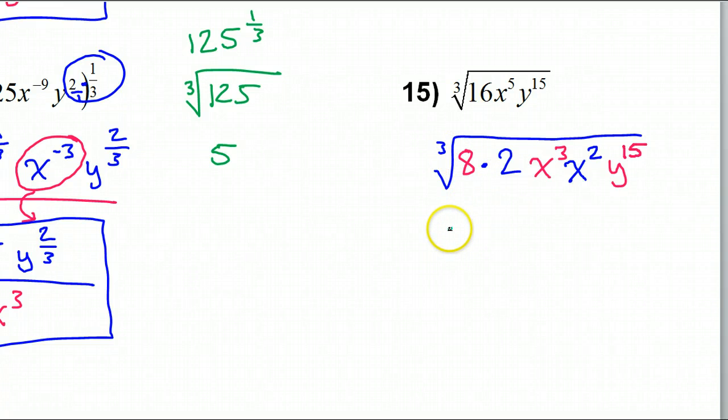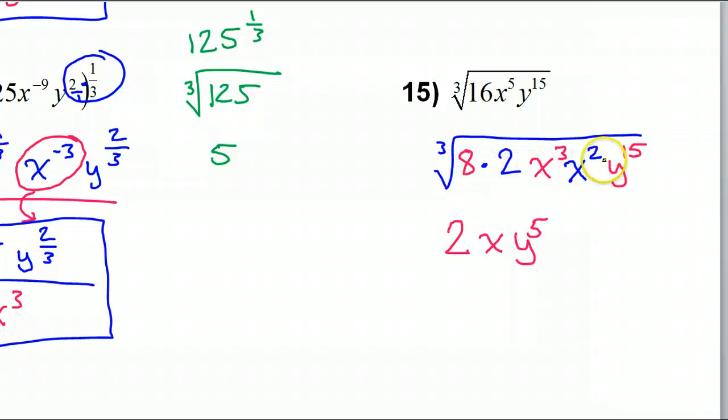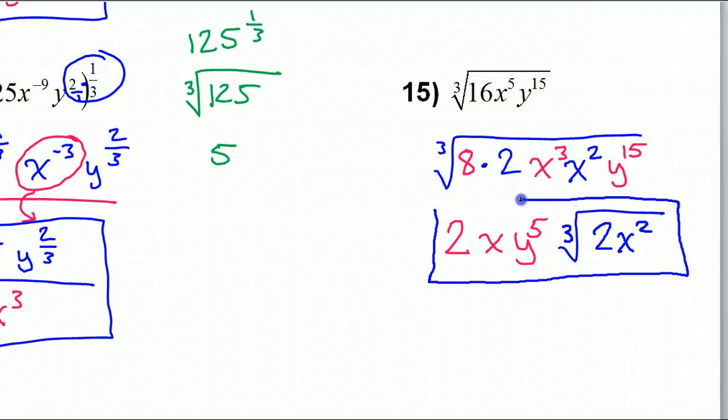So the cube root of 8 is 2. The cube root of x to the 3rd power is x. I'm doing 3 divided by 3, which is 1. And the cube root of y to the 15th power is y to the 5th, because 15 divided by 3 is 5. So that takes care of all the pink stuff. Now the blue stuff just stays like it is, under the radical. So I will have the cube root of 2x squared. And that will be the final answer for number 15.